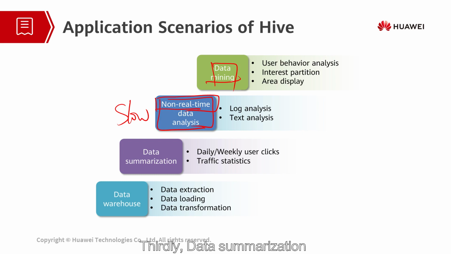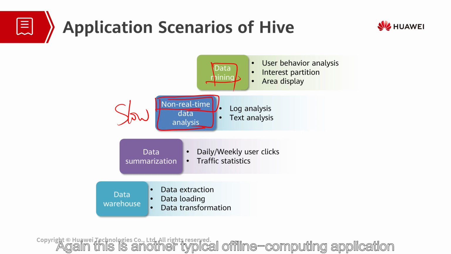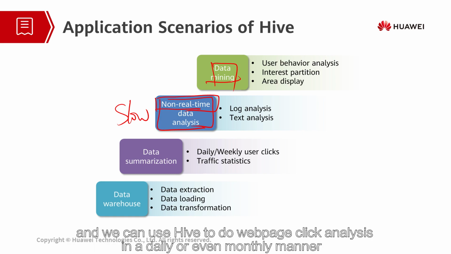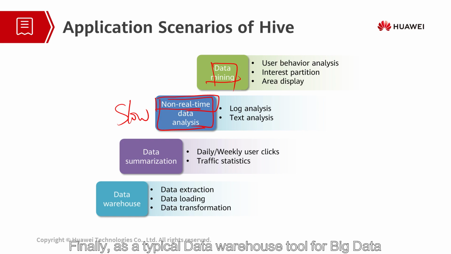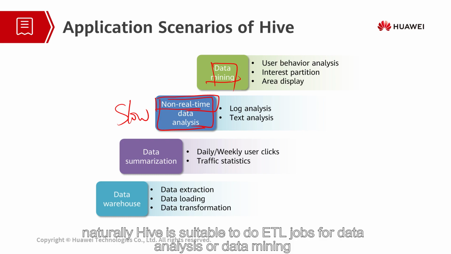Thirdly, data summarization. Again, this is another typical offline computing application, and we can use Hive to do web page click analysis in a daily or even monthly manner, or use Hive in traffic statistical analysis, and so on. Finally, as a typical data warehouse tool for big data, naturally, Hive is suitable to do some ETL jobs for data analysis or data mining.